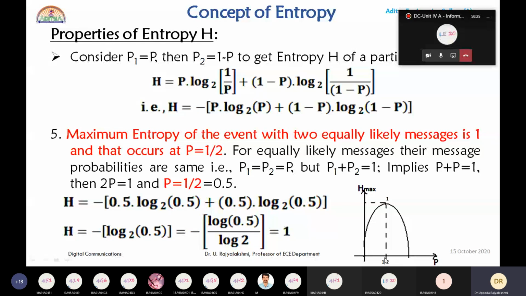Okay, so whenever P is 1 by 2, then you will get the maximum entropy for the two message condition, that is equal to 1. So if you go P greater than 1 by 2 or less than 1 by 2, the entropy will reduce. So maximum entropy is 1 and that occurs at 1 by 2.